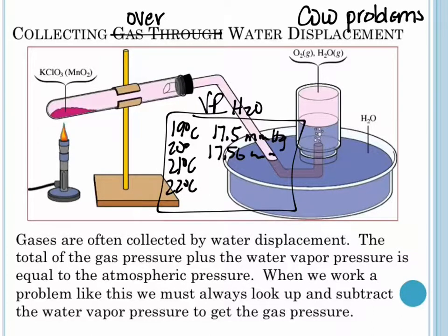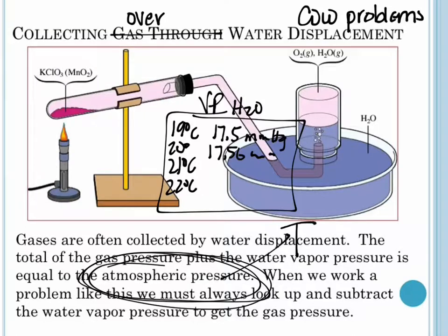Atmospheric pressure is our total pressure, P total. Atmospheric pressure is going to be our water vapor pressure plus the pressure from the gas. When you see these problems, we'll talk about the dry gas. That's just the gas without the water.